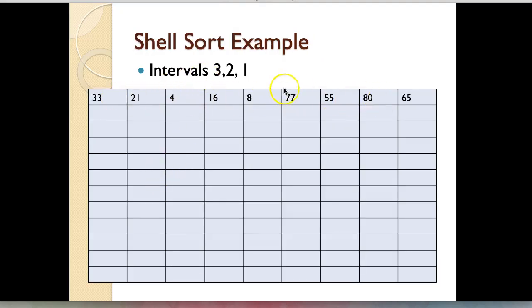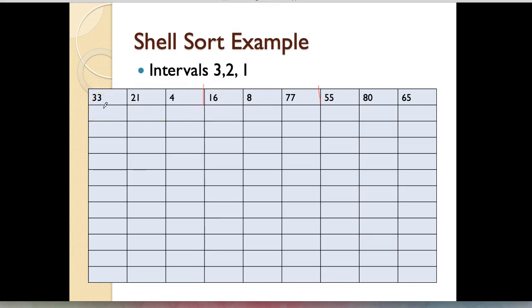Okay, so we're going to start here. I have put the numbers in here, and we're going to start with intervals of 3. So we're going to divide the list by 3: 1, 2, 3. Here is the first one, right here, and then 1, 2, 3, here is the next one. I'll begin by comparing the first element in each interval. That's 33 and 16, so I know they are out of place.